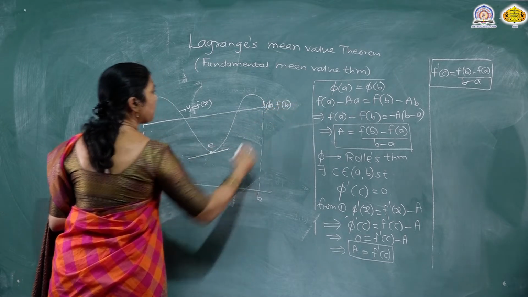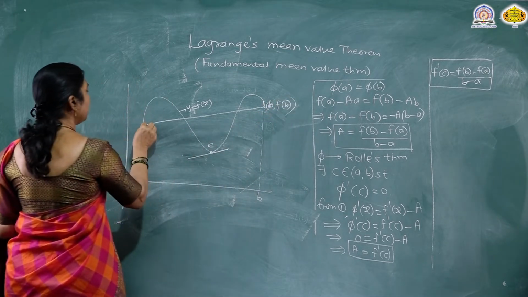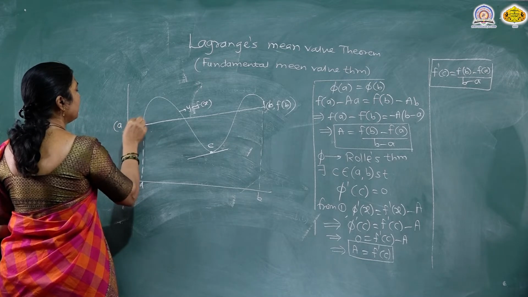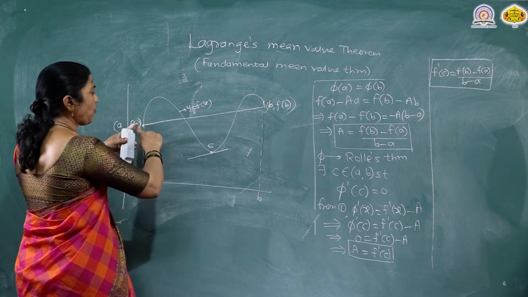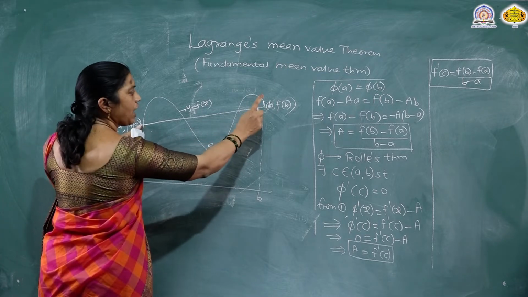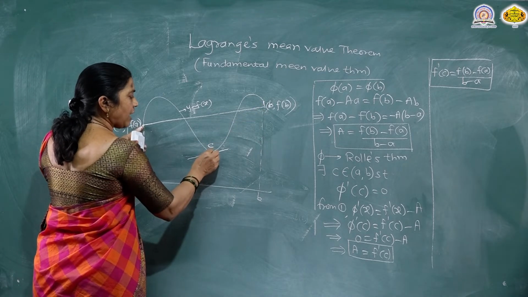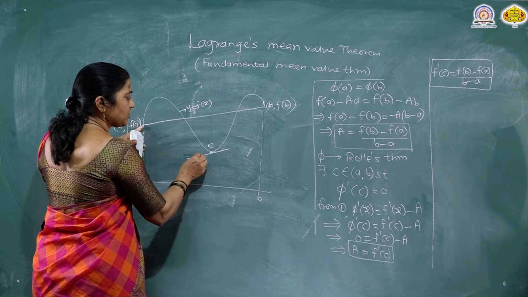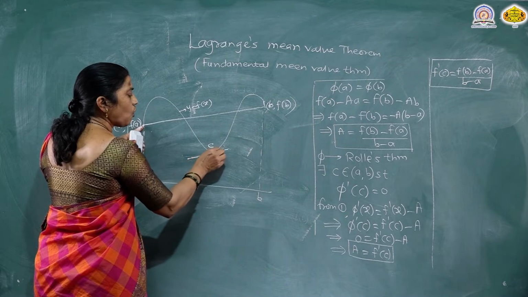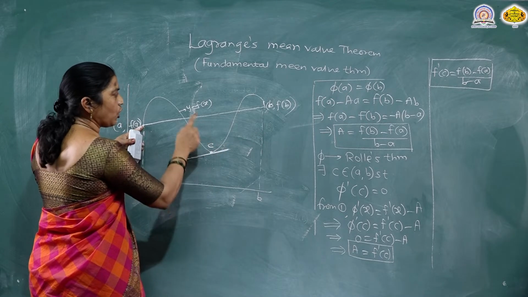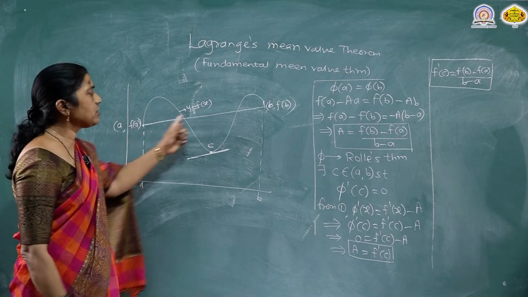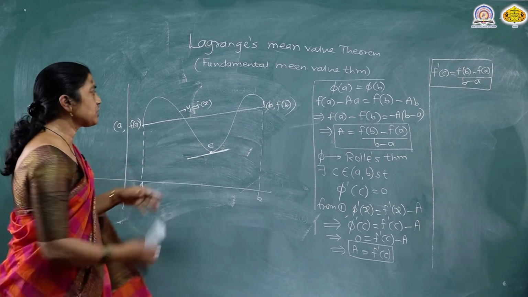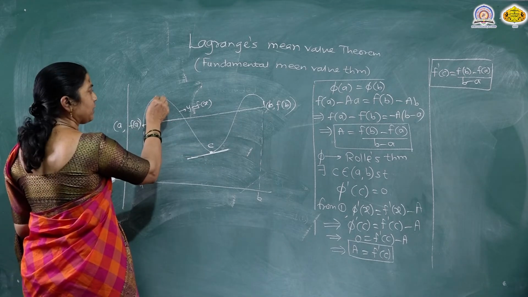So this is the point b, f(b), and a, f(a). This is the line segment joining the points (a, f(a)) and (b, f(b)), and there is at least one point c such that the tangent drawn at this point to the curve is obviously parallel to the line segment joining them. There may be more than one, but there is at least one.